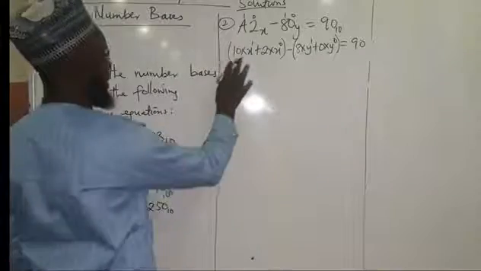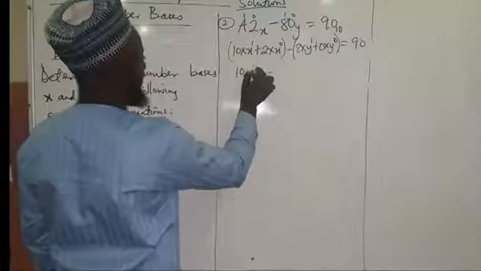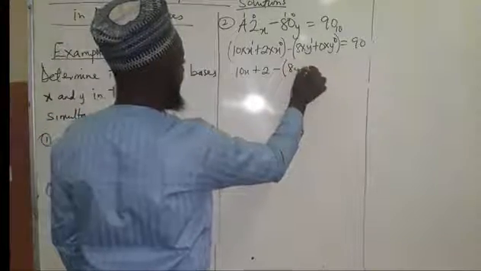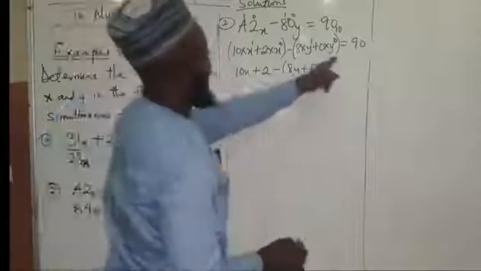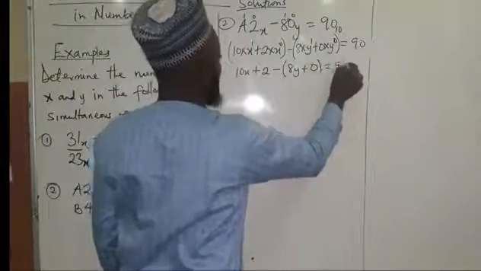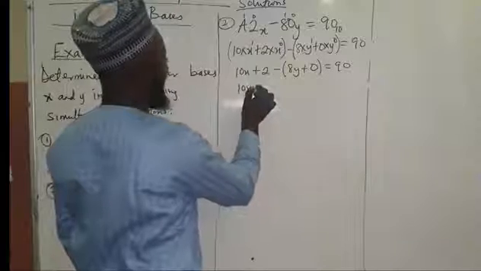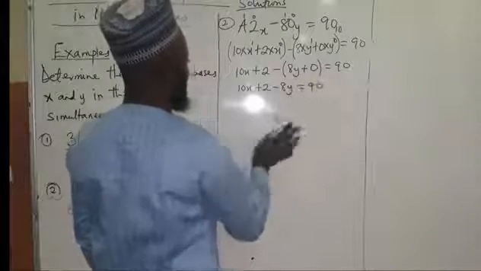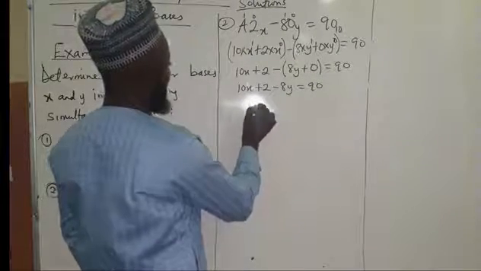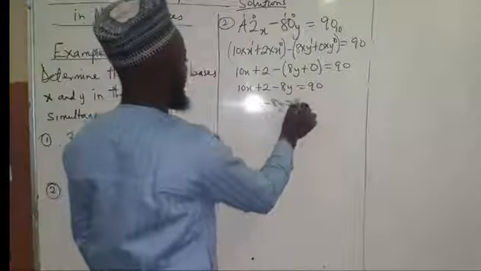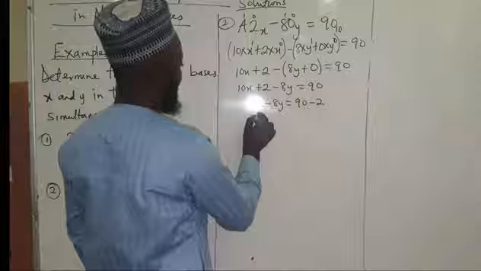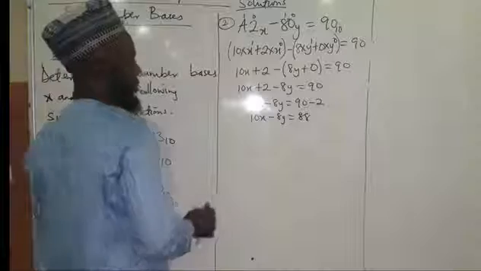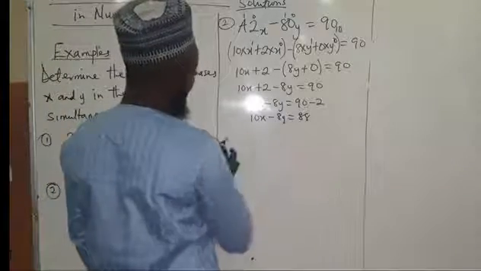So this equals 90. So we expand this, which will give us 10x plus 2 minus 8y plus 0, because 0 times anything is 0. This is equal to 90. So this will then give us 10x plus 2 minus 8y equals 90. So we can then collect like terms. So that will be 10x minus 8y equals 90 minus 2, which is 88.